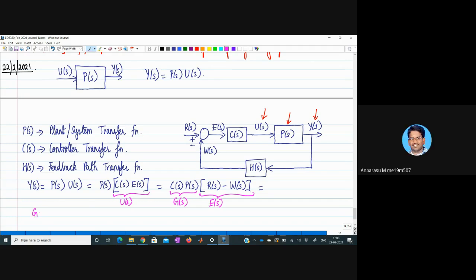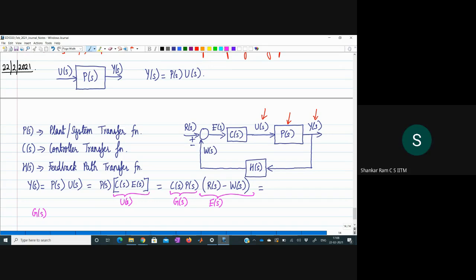Professor, is that R of s minus W of s a modulus of R of s minus W of s, or do we also need to consider the sign? The sign we need to consider. It's a square bracket. Let me put a bigger parenthesis just to clarify that. So what is this G of s?